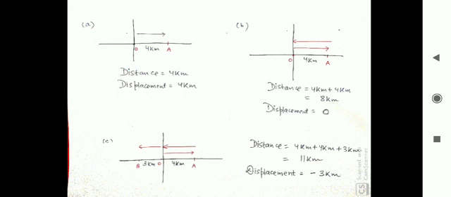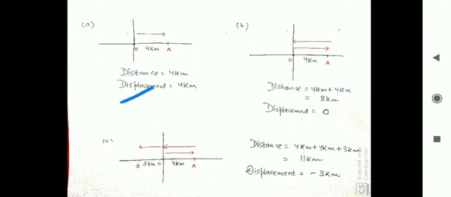Now for the calculation of displacement, I told you that we need 2 points: the initial point, that is O, and the final point, that is A. Between initial and final, the distance is 4 kilometer. So distance and displacement in both cases are the same. This is an example in which the distance and displacement are the same.